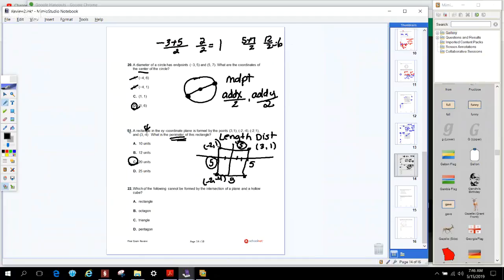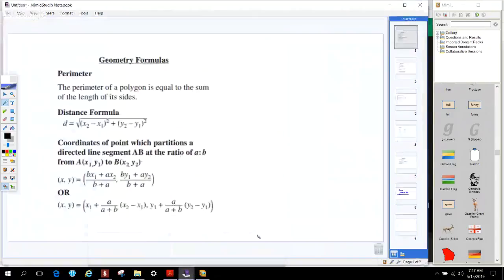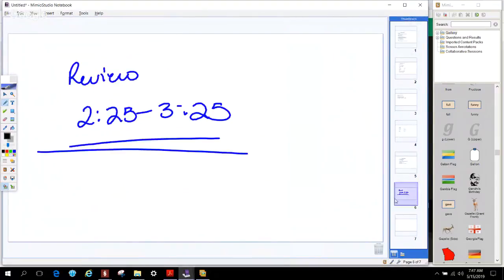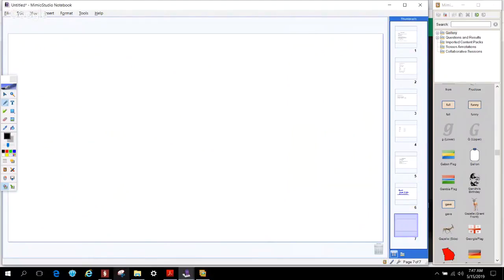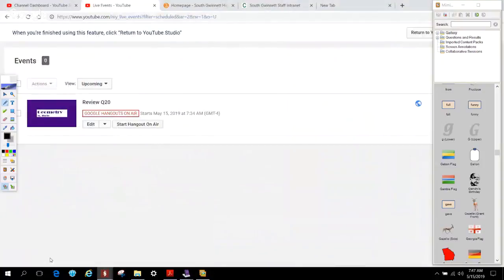Which of the following cannot be formed by the intersection of a plane and a hollow cube? Basically, it's saying which one of these cannot be a cross section of a cube. So we've talked about this already. For a rectangle, you would have to go on the parallel side. And actually, Michelle. Nope. One more thing. Actually, it's easier for me to show you the visuals.